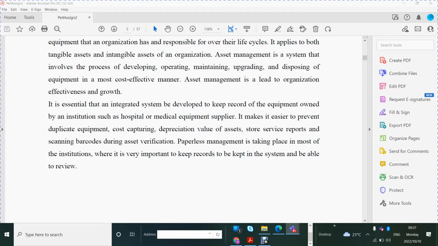No problem. So, it is essential that an integrated system be developed to keep record of the equipment owned by an institution such as hospital. It makes it easier to prevent. Okay, fine.